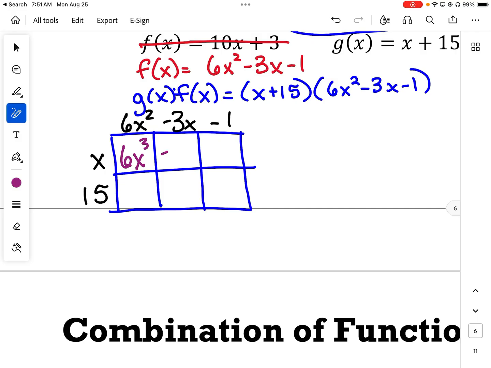Okay, I'm going to show you what I got so that you can check yours now. 6x cubed is that first term. Negative 3x squared. Negative 1x or negative x. And then 90x squared. Negative 45x and negative 15.